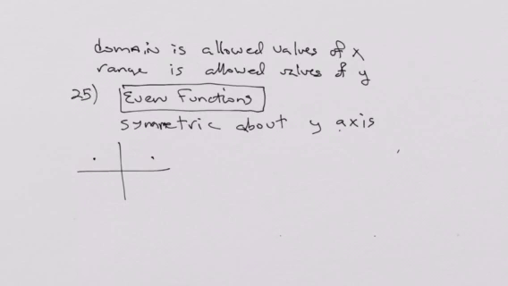If I have a point here, I have to have a point there. Every point, one way to think of it is you go directly at the y-axis a certain distance, and then you keep going that same distance on the other side of the y-axis.